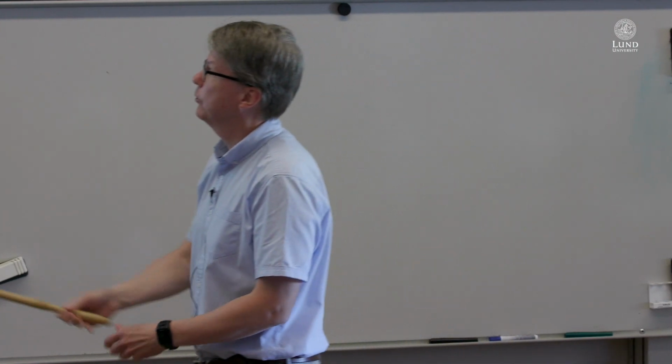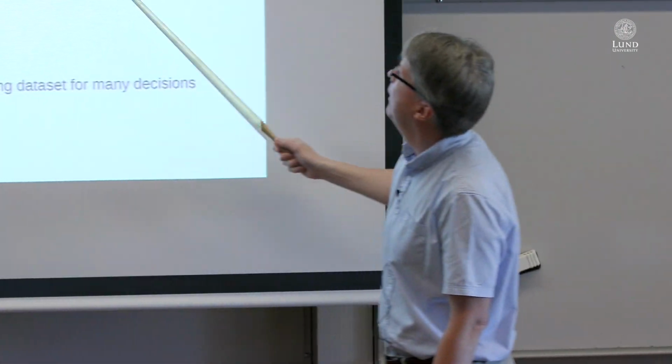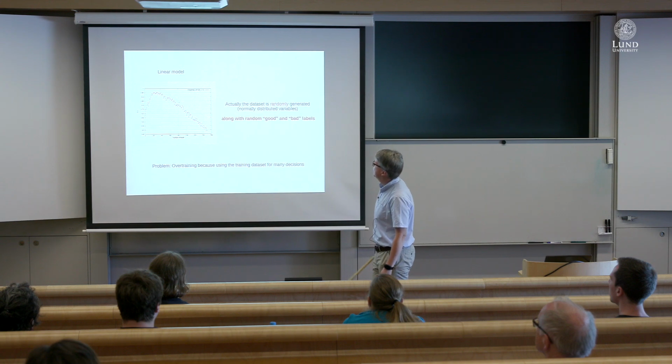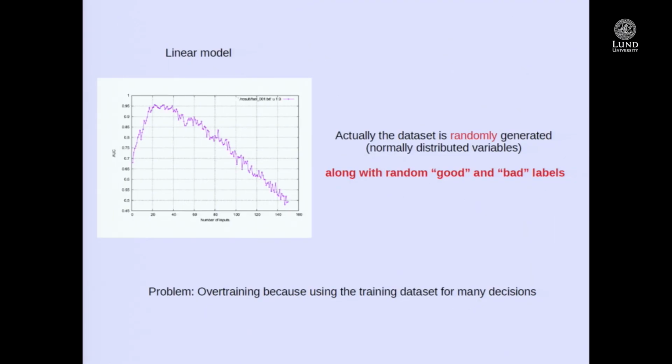But all this is rubbish. And we can call it the curse of dimensionality or anything. Because what I actually did here was I had a data set with randomly generated, normally distributed variables, along with random good and bad labels. So out of 150 dimensional data, hundreds of them I can by random find a really good signature.